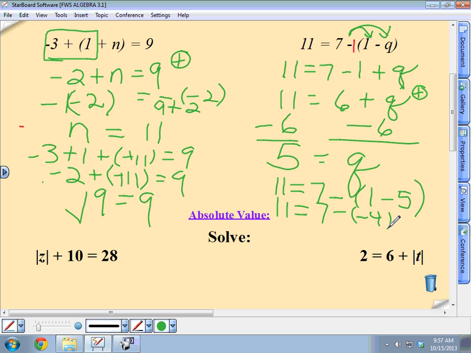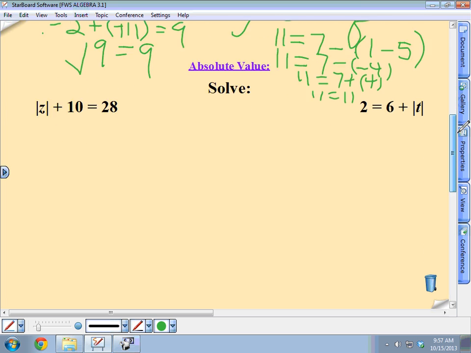And then if I'm subtracting a negative number, what do I do? What is 7 minus negative 4? When I subtract, what do I do? What is subtraction? Adding the opposite. What's the opposite of negative 4? 4. And of course 11 equals 11, so we know that checks as well. Okay? So remember, this is the part that's really going to be tricky, because I know that minus is going to absolutely get some of you guys.